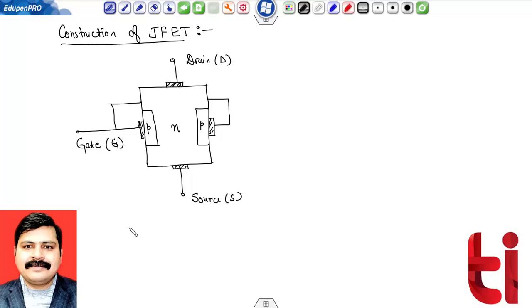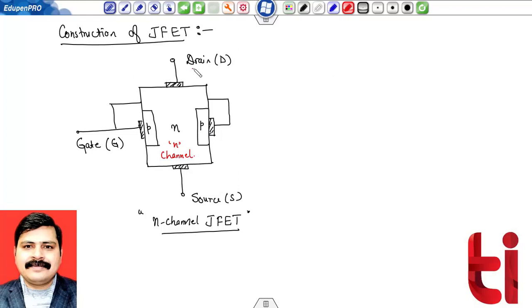So this is basically the representation of n-channel junction field effect transistor. So what you can understand from here, this is my channel, widen area of semiconductor N is representing N channel, that is my N channel, and two P types of semiconductor is connected to over here.